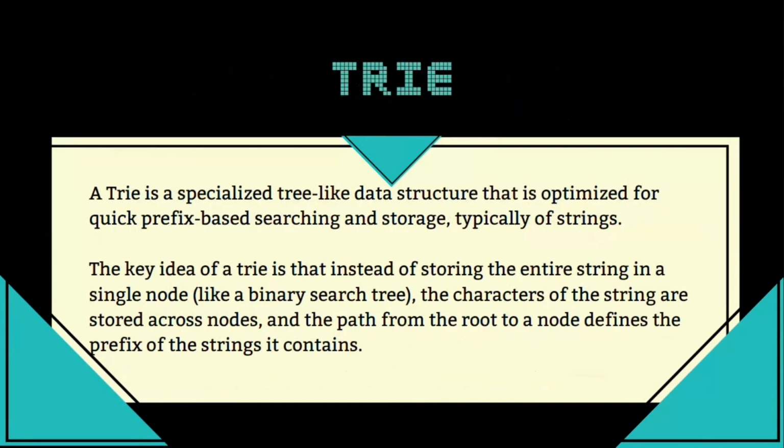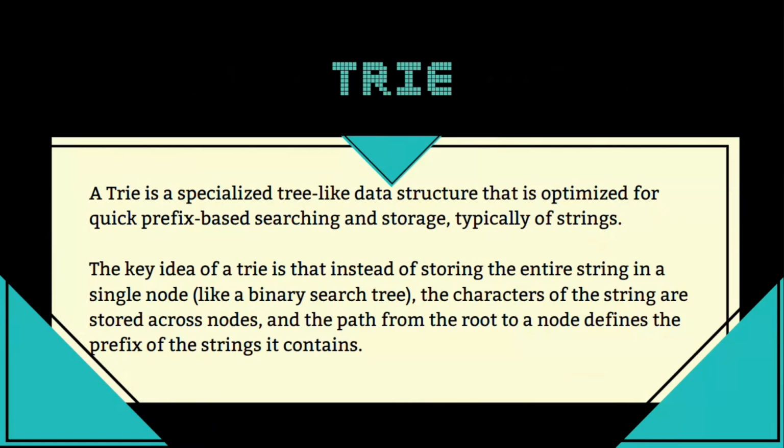Trie, short for retrieval. A trie is a specialized tree-like data structure that is optimized for quick prefix-based searching and storage. The key idea of a trie is that instead of storing the entire string in a single node, like a binary search tree, the characters of the string are stored across nodes, and the path from the root to a node defines the prefix of the strings it contains.